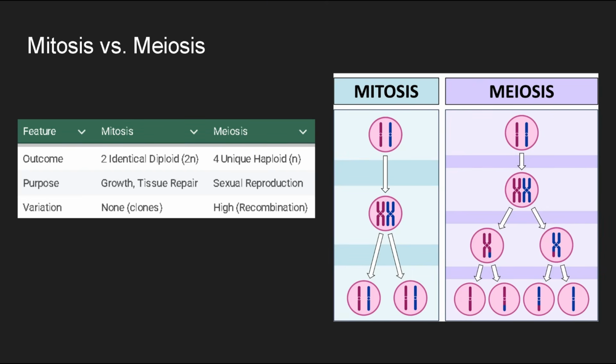It is easy to confuse mitosis and meiosis, so let's be clear. Mitosis is for growth and tissue repair, making two identical diploid cells. Meiosis is strictly for sexual reproduction, and it makes four unique haploid gametes. While mitosis is one and done for division, meiosis goes through two full rounds to ensure maximum genetic variation and the necessary reduction in chromosome number.